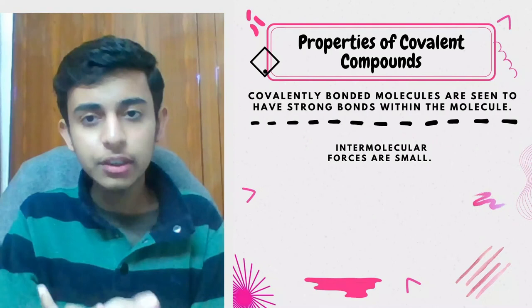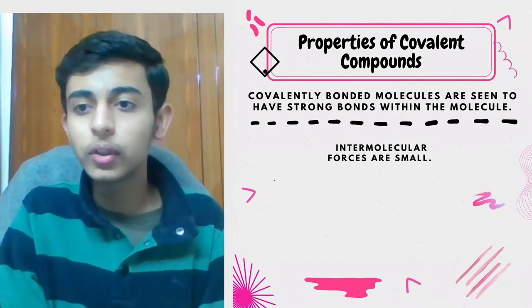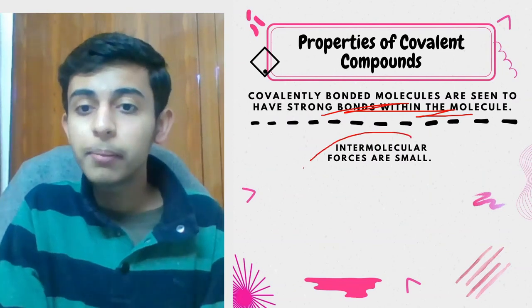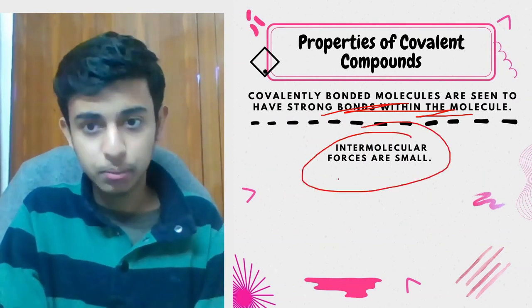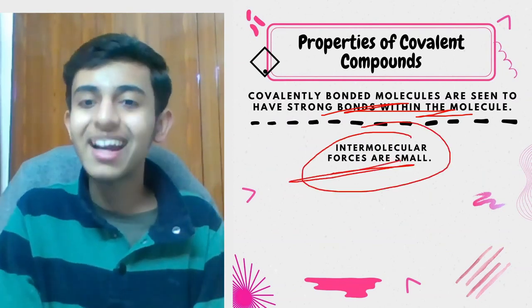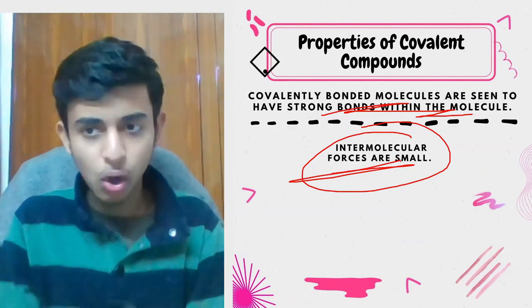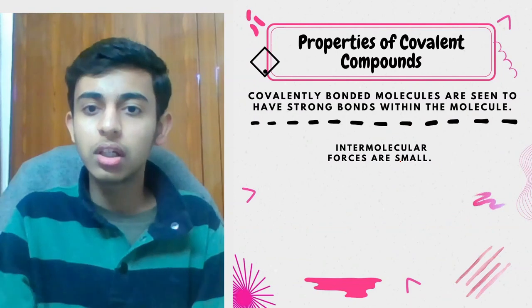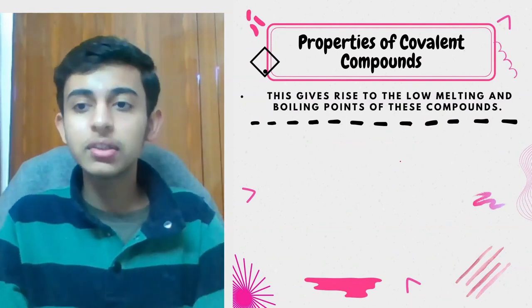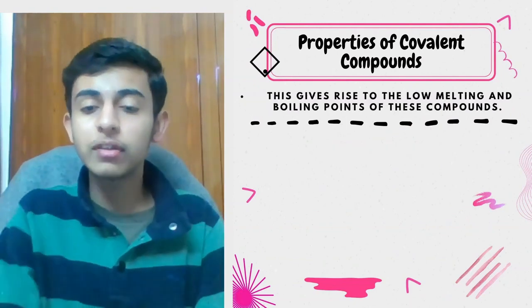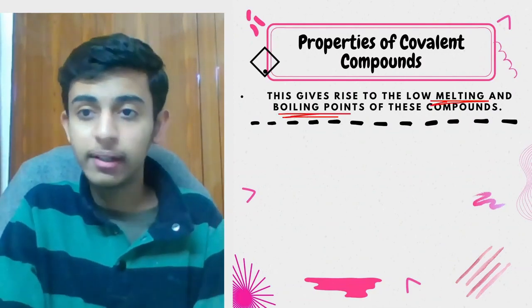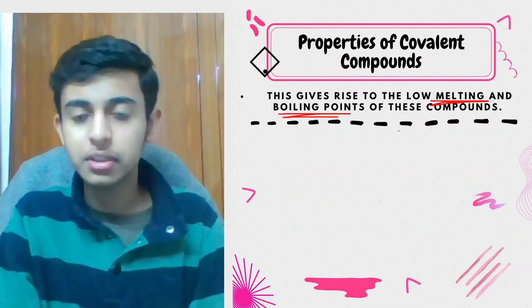Now some properties of covalent compounds. Covalently bonded molecules are seen to have strong bonds within the molecule, but intermolecular forces are small. So forces of attraction are small. They have strong bonds, but forces of attraction are small. This gives rise to the low melting and boiling points of these compounds, so they can easily be melted or boiled. Clear? Because of this only, forces of attraction.